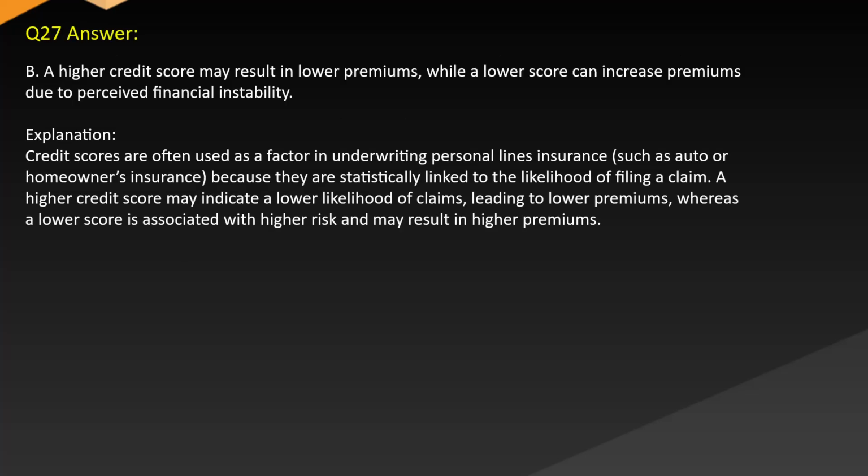Answer B. A higher credit score may result in lower premiums, while a low score can increase premiums due to perceived financial instability. Explanation: credit scores are often used as a factor in underwriting personal lines insurance, such as auto or homeowners insurance, because they are statistically linked to the likelihood of filing a claim. A higher credit score may indicate a lower likelihood of claims, leading to lower premiums, whereas a lower score is associated with higher risk and may result in higher premiums.